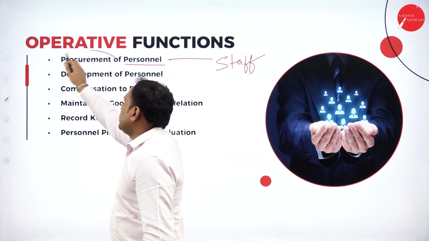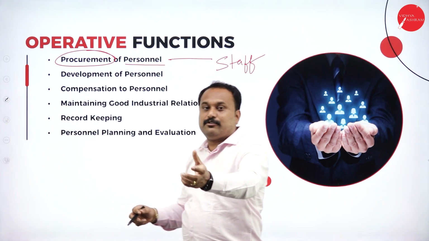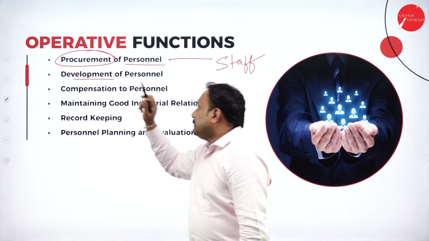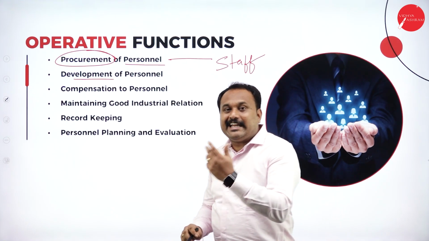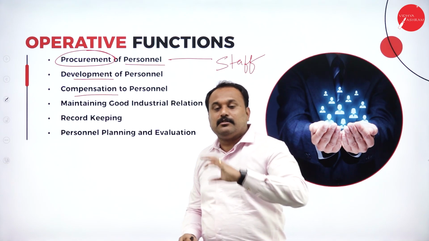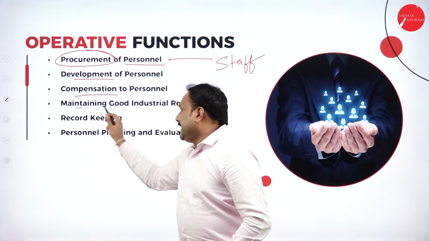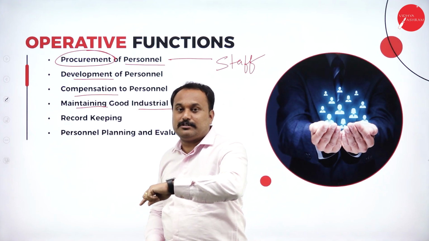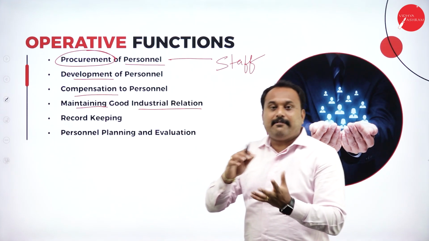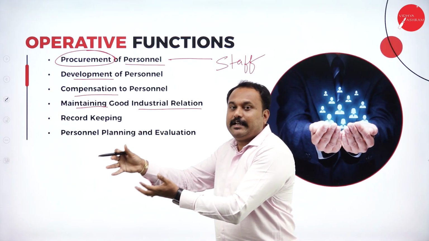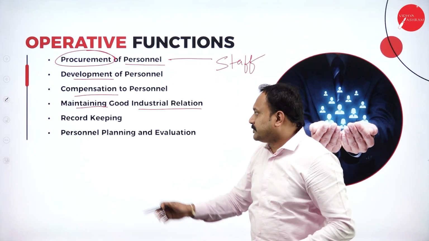Procurement means you are supposed to have your staff. You need to recruit your staff. You need to select your staff. Then development of personnel: give them more training. Compensation to personnel: they are working, so you are supposed to compensate them. Maintaining good industrial relations. See, the need of human resource management is to have good industrial relations.